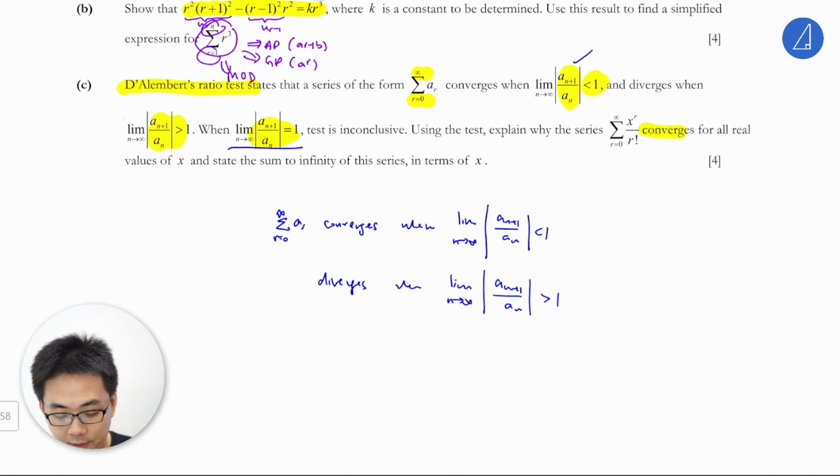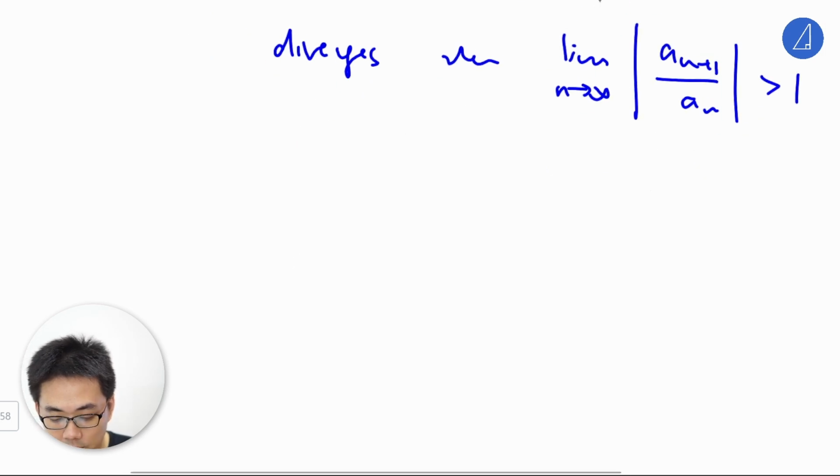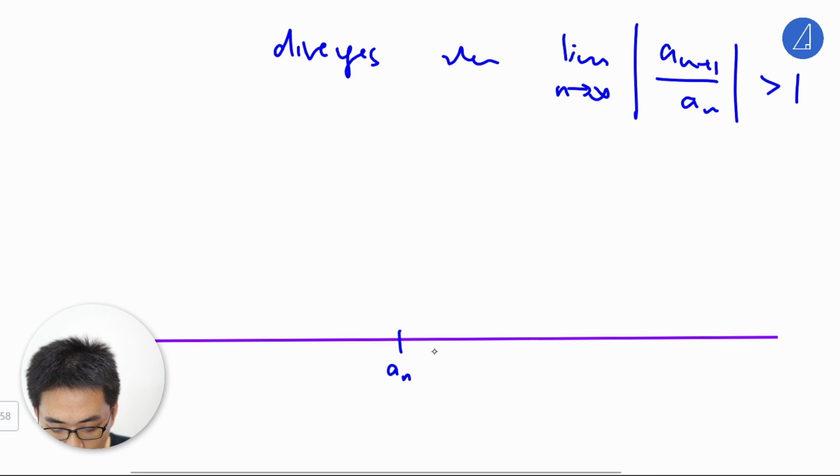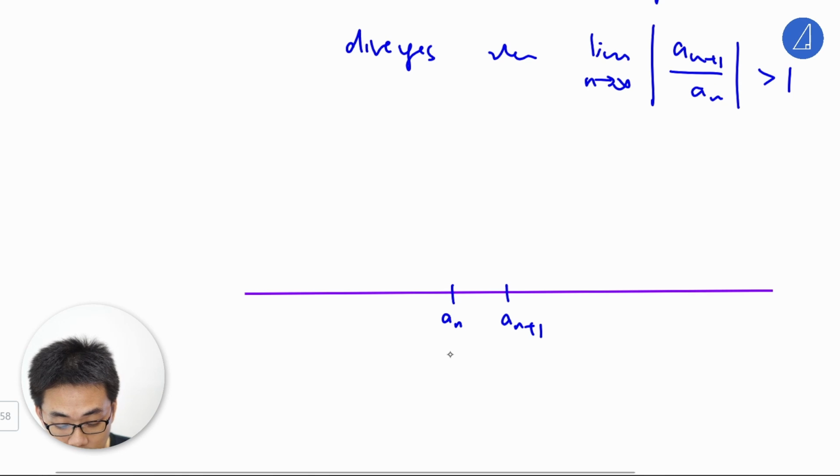Now, I said before, and I'll say it again. Whenever you see a_n and a_(n+1), you need to know that they are neighboring terms. Okay, they are neighboring terms. So what you need to do is, if this is the current term, then this will be the next term. Okay, then if this is the previous term.